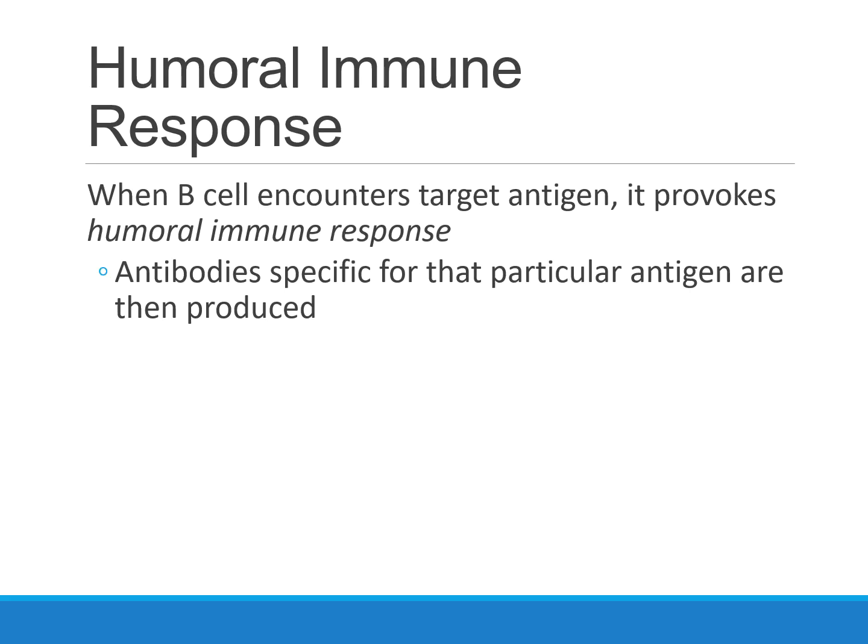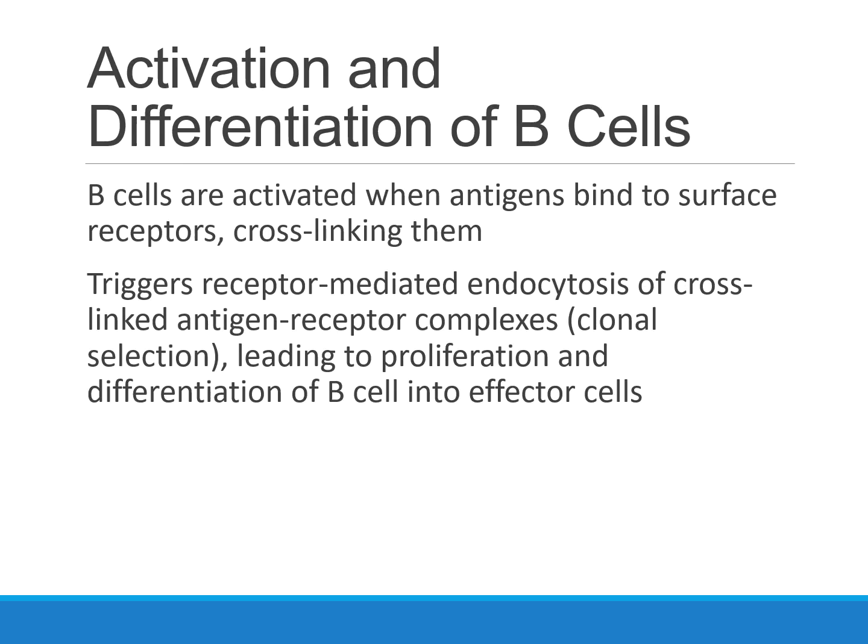So let's talk about your humoral immune response. When the B cell encounters the target antigen, it provokes the humoral immune response. It's going to cause the production of antibodies that are specific to the antigen it has encountered. B cells are activated when they bind antigen to their surface receptors and cross-link them. This triggers receptor-mediated endocytosis, which we learned about last semester. Remember that specific endocytosis of cross-linked antigen receptor complexes goes through the process of clonal selection, which leads to the proliferation and differentiation of B cells into effector cells.